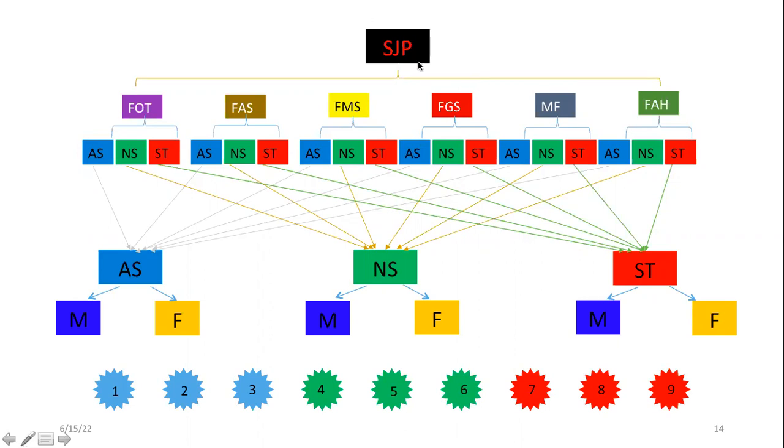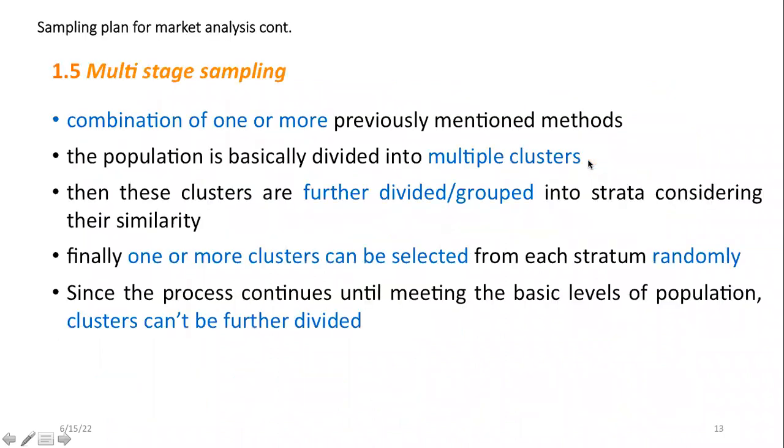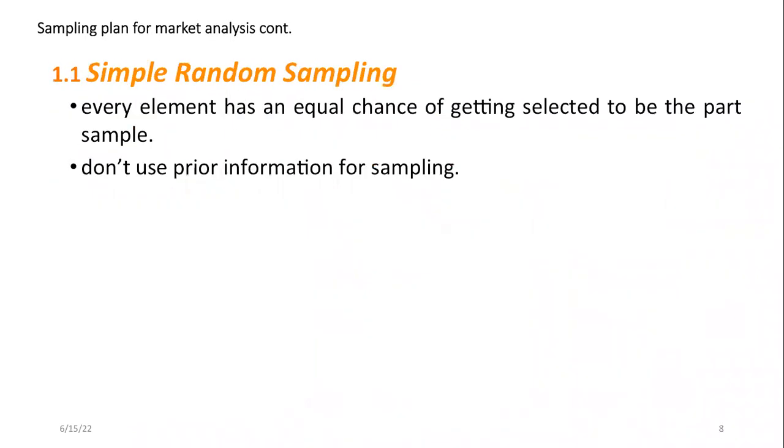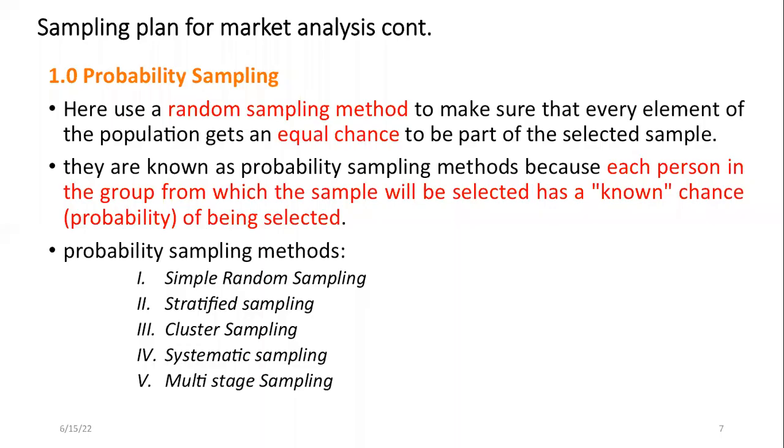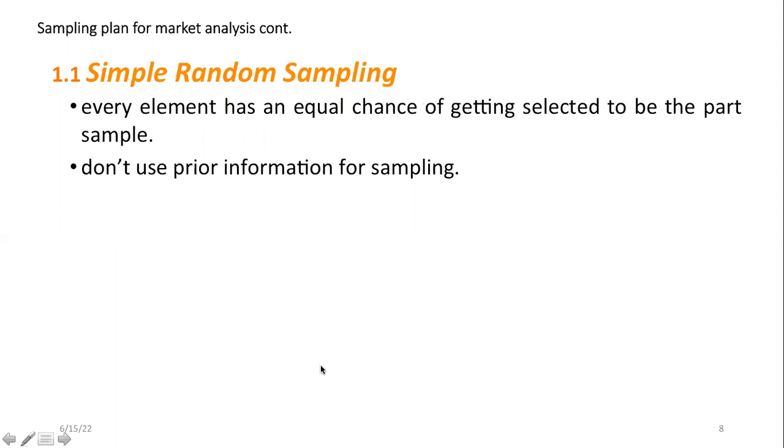We used here, first we divided into departments. What is that? Like we discussed here: simple random, stratified, cluster, systematic, multi-stage. Here we did not use systematic. Actually the method is multi-stage. Systematic sampling is not there.